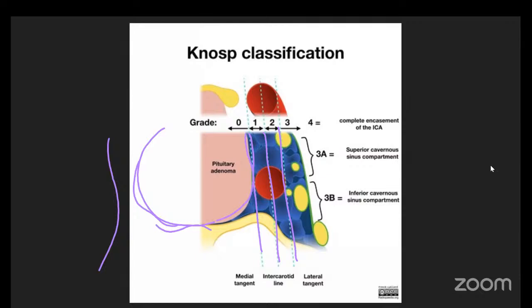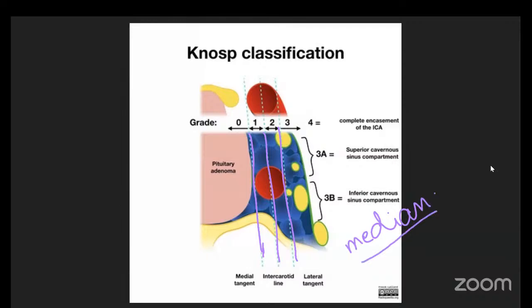What are these lines here? This is the medial tangent, okay? The medial tangent denotes where the ICA starts. Then we have the intercarotid line. There is another name for the intercarotid line. What is that called? Median. That's right. That's the median line or the midline. That line denotes half of the internal carotid artery. And then we have the lateral tangent line. Afterwards, this here is the wall of the cavernous sinus, right? Are you all with me till here?